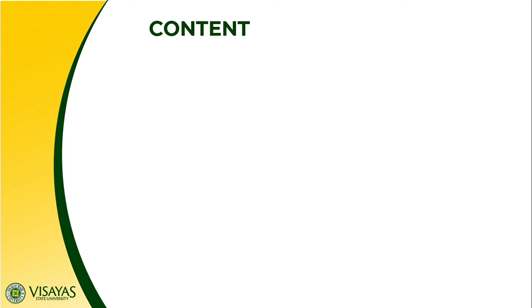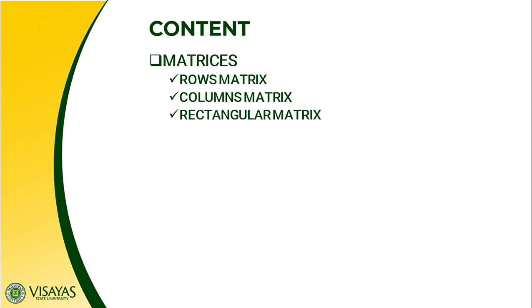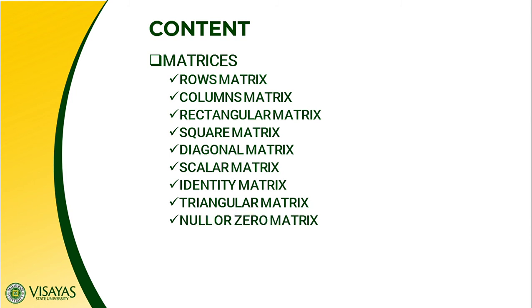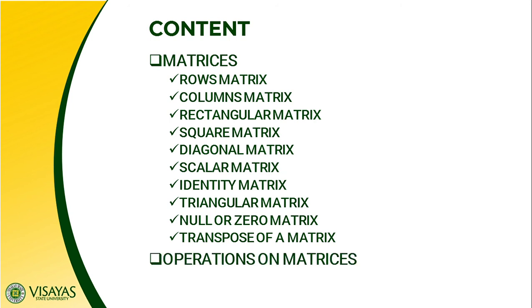So the contents of this review are the following topics. Number 1, we have matrices. Here in the matrices, we'll be dealing with the different types of matrices such as rows matrix, columns matrix, rectangular matrix, square matrix, diagonal matrix, scalar, identity, triangular, null or zero matrix, and lastly is the transpose of a matrix. And secondly, we'll be dealing also with the operations on matrices such as how to add and subtract two different matrices. So what are the rules in adding and subtracting matrices?